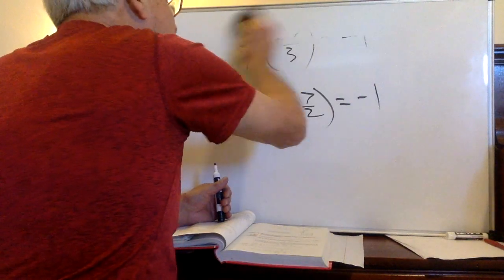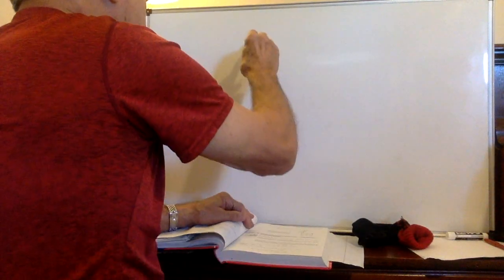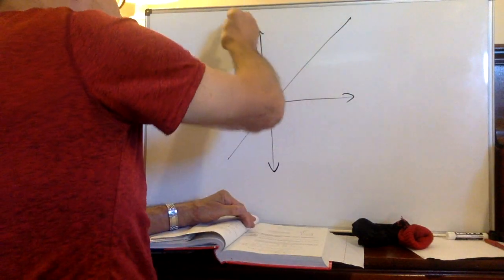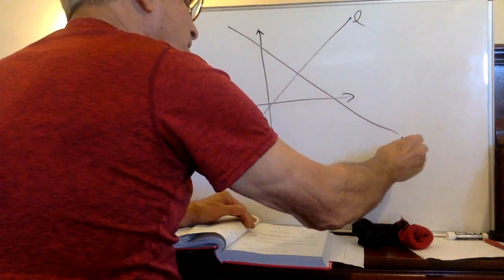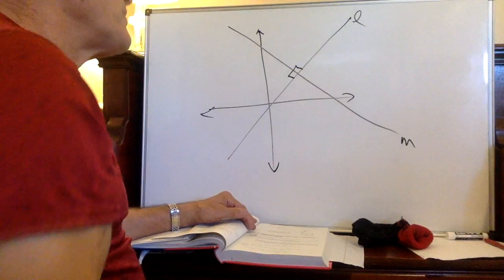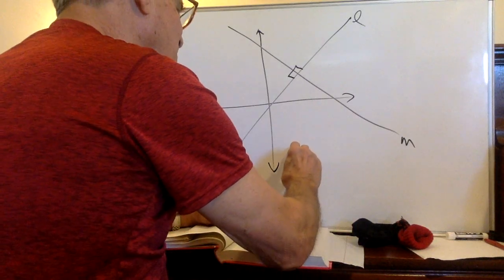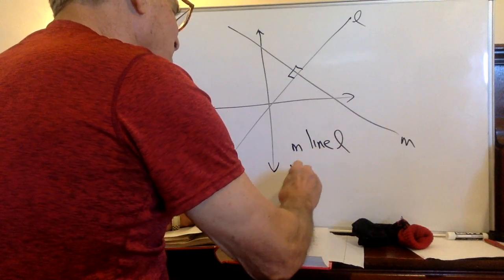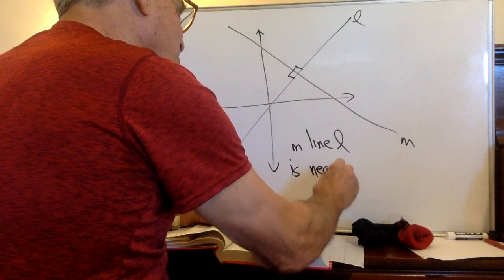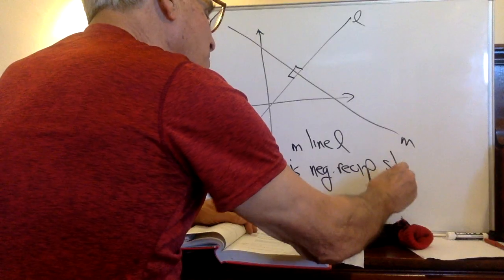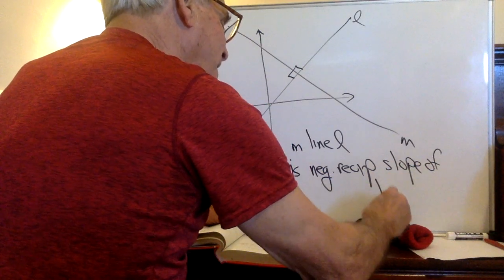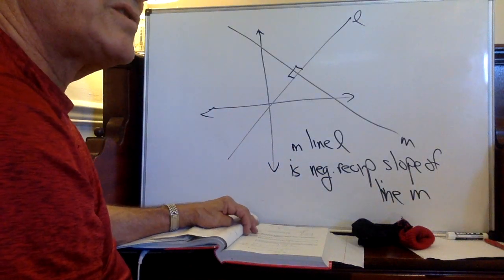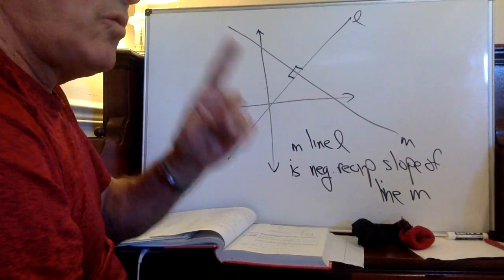Negative reciprocals, we talked about. If line L and line M are perpendicular, that means that the slope of line L is the negative reciprocal of the slope of line M. Perpendicular lines have slopes that are negative reciprocals, with one exception.